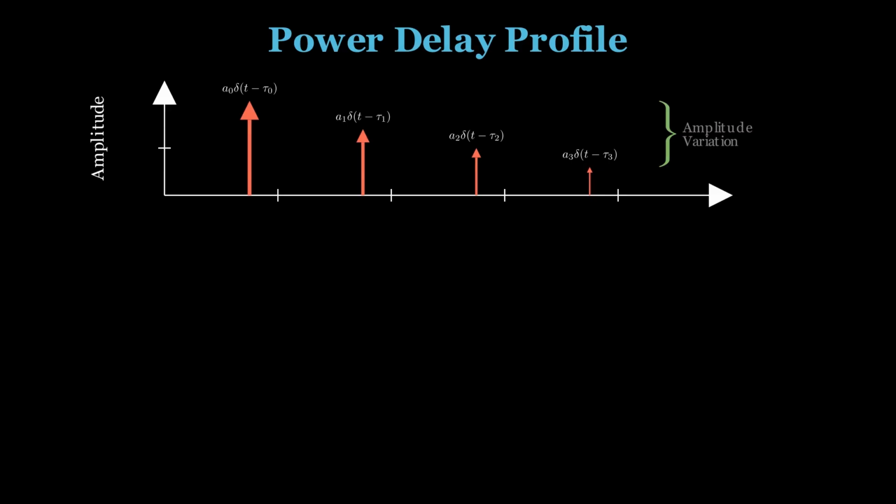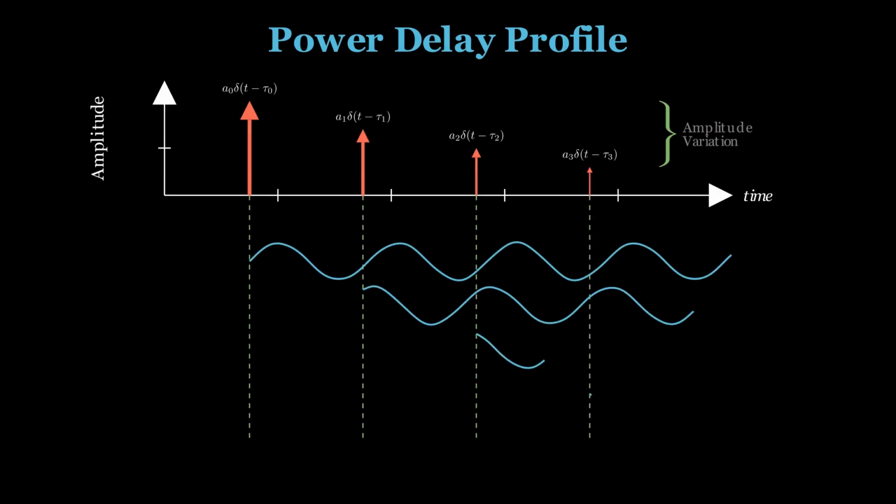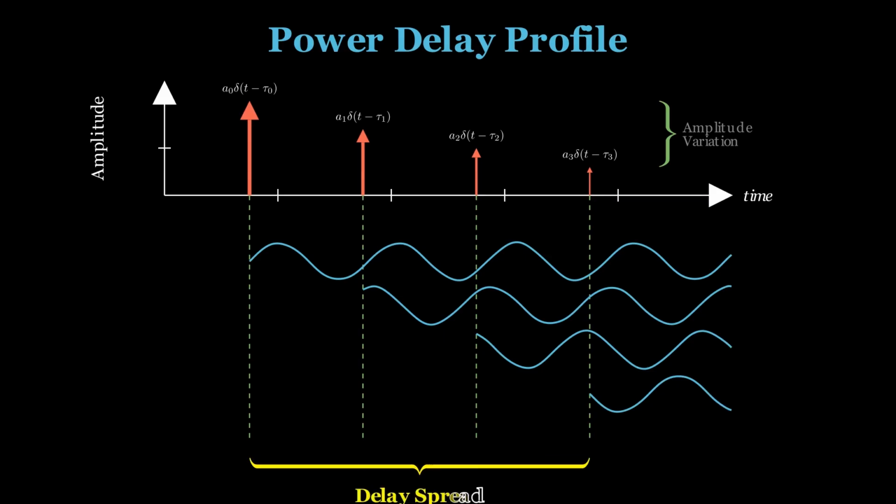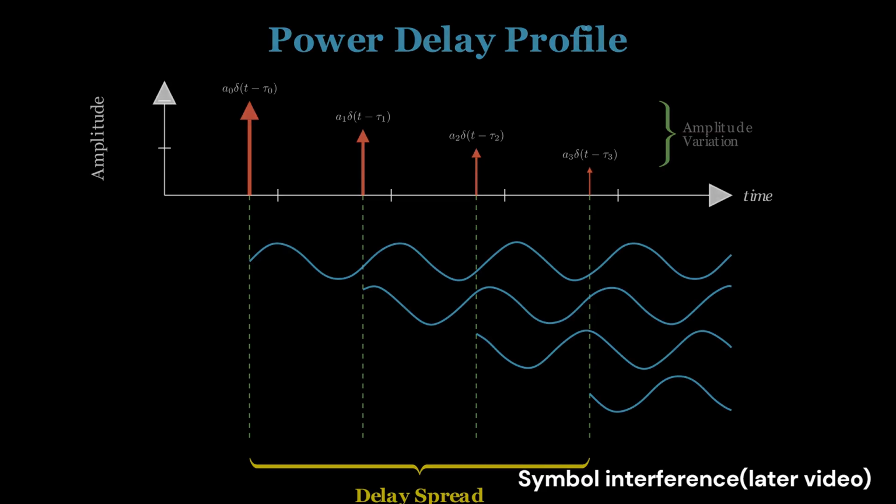Engineers also visualize multipath in the time domain, using something called the power delay profile. On the x-axis, we have delay, when each copy arrives. On the y-axis, power, how strong each copy is. The first arrival is usually the direct or strongest path. Then reflected and scattered copies arrive later. The spread of these arrivals is called delay spread. If it's too large, symbols start overlapping, causing interference. But that's a topic for another video.